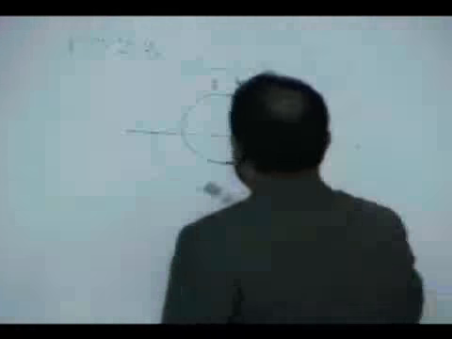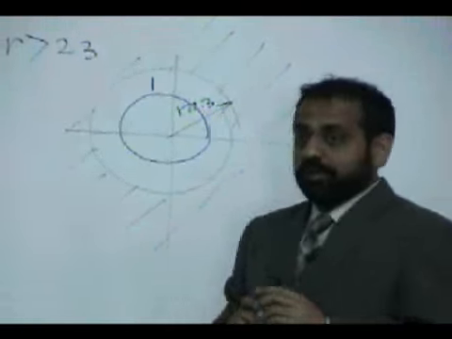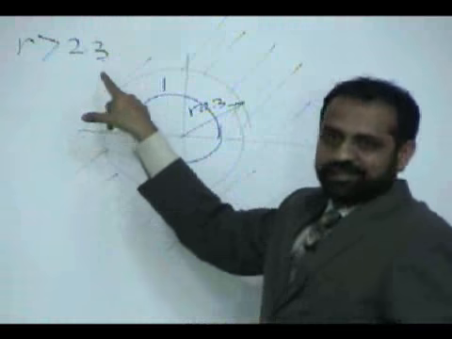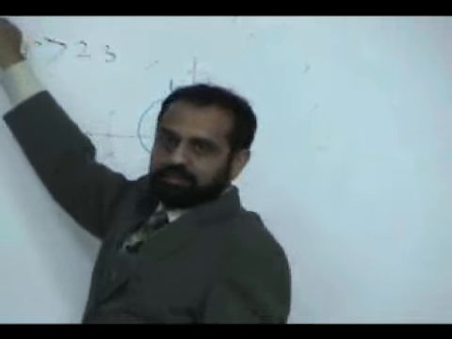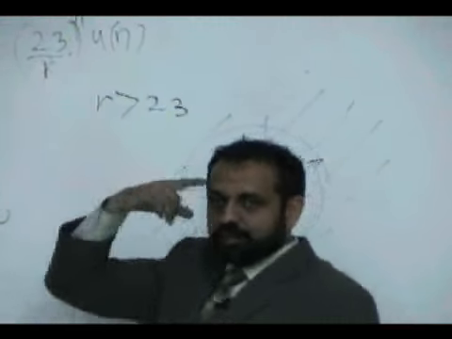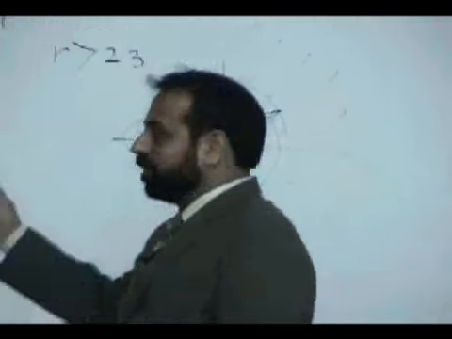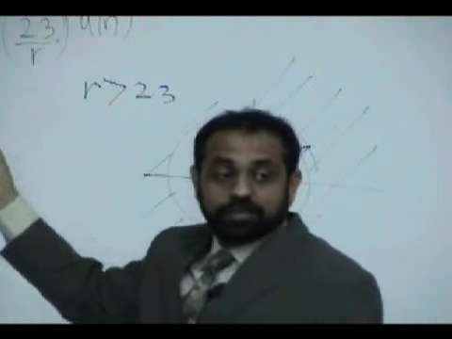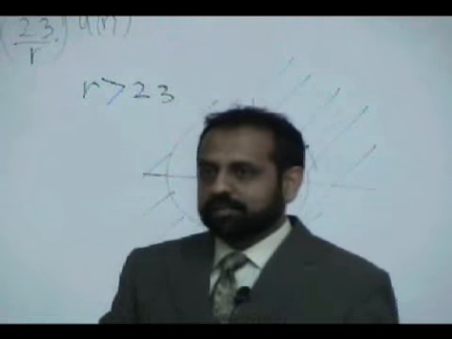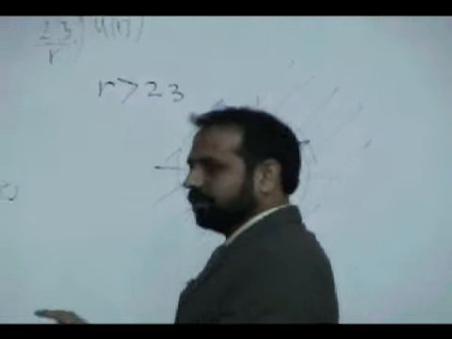If r is equal to 1, it obeys this. In this case it does not, because r is greater than 2.3. I know this sequence is not stable. Now a question comes to our mind: what is the point? By looking at this I can know whether it converges or diverges, right? What is the point in going through this entire exercise of saying something will converge or diverge?